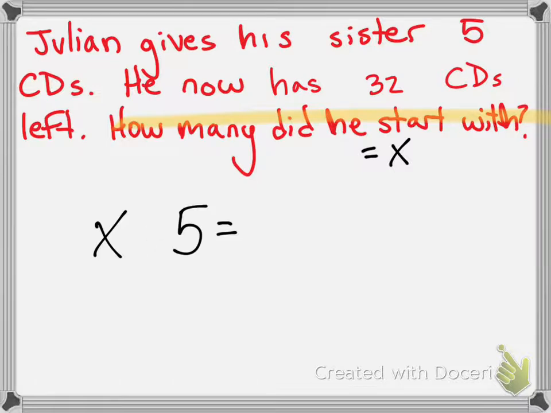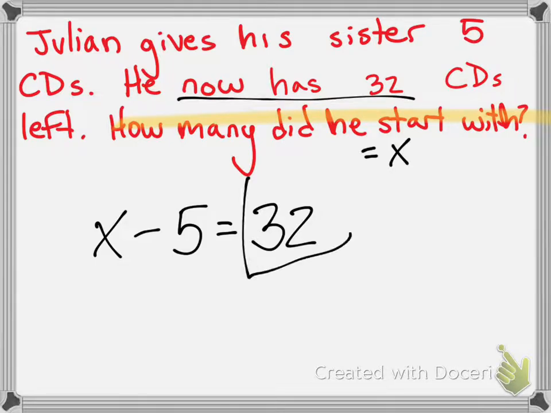Yeah, in the chat you actually wrote x minus 5 equals 32. Excellent. So he now has 32. That's our total. He gives. Give means to take away. So then, Alina, how do I solve this problem? What am I going to do?